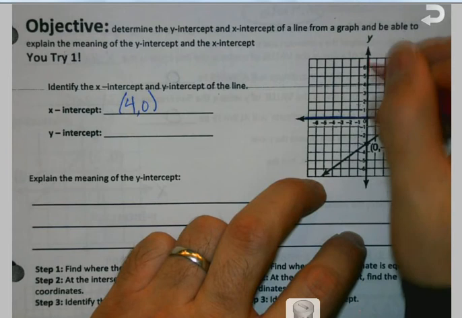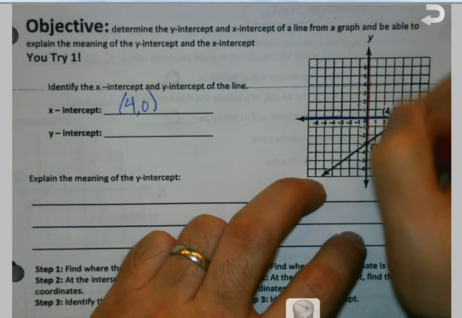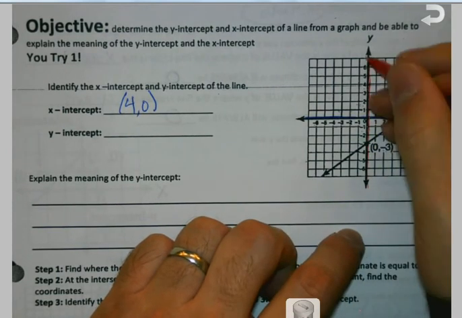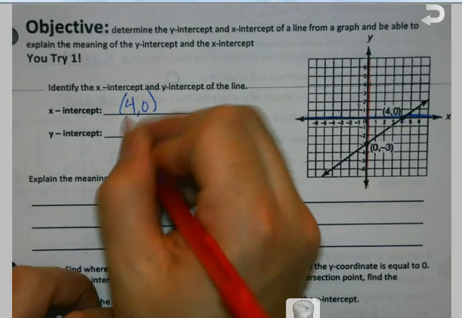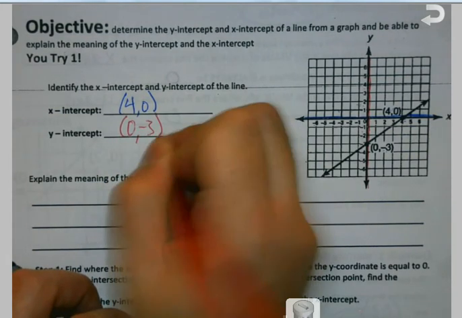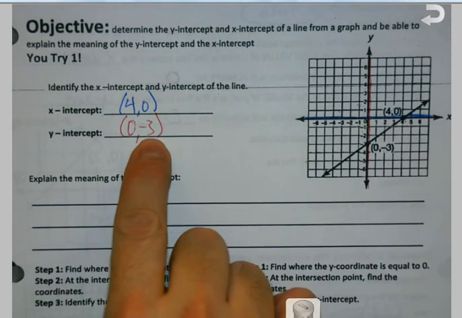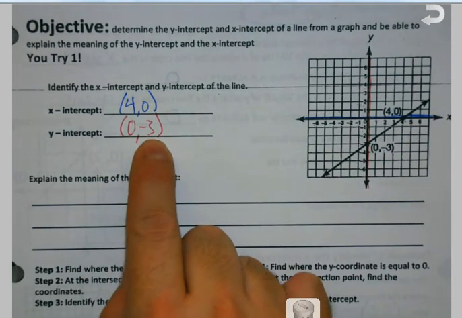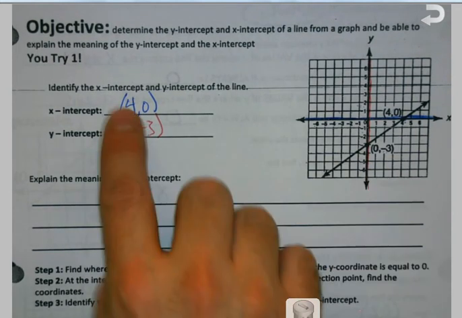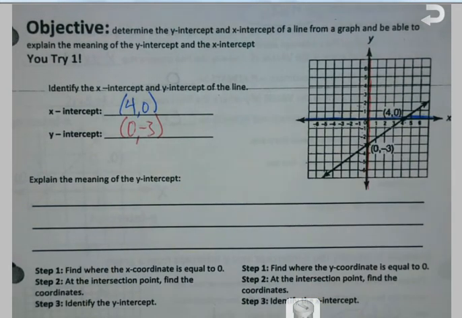My y-intercept is the one that I get crossing the y-axis. And that's why the number that I have is going to be the y value. The number I have for the x is going to be my x value. And we're not going to explain the meaning of the y-intercept again because we just did. That'd be kind of silly.